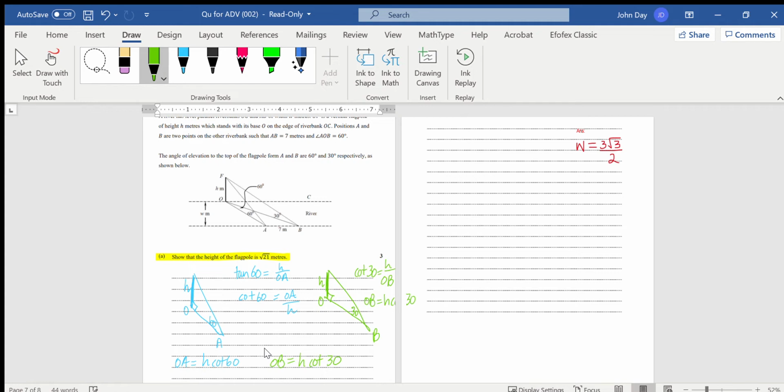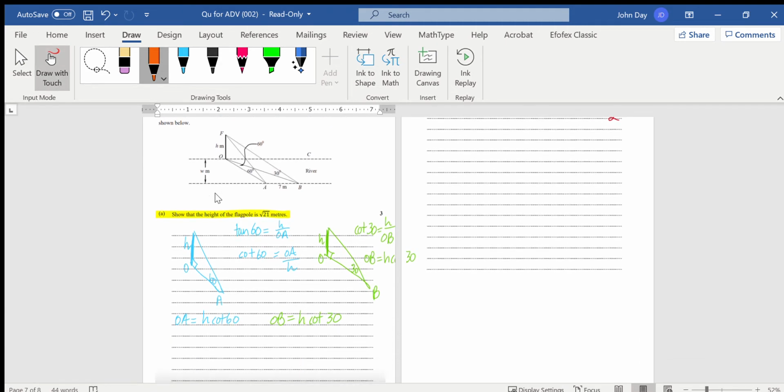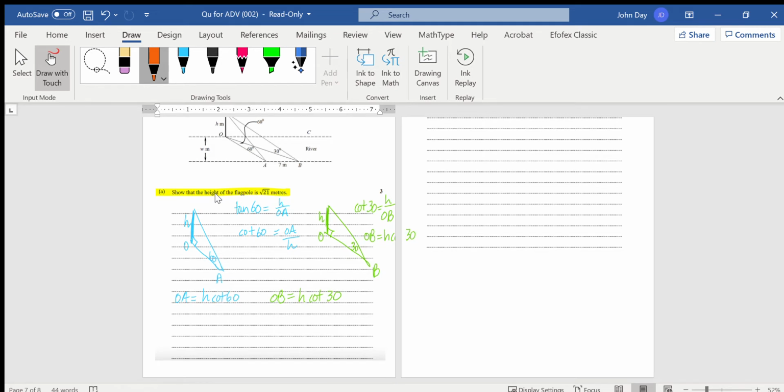So now I go to the triangle that's down the bottom, that's actually on the river, triangle OAB, and we know it's got a 60 degree angle there and a 7 there, and we now know that this side is H cot 60 and this is H cot 30. So there's a relationship there. I'll go over to this other bit at the bottom of this page to do this.